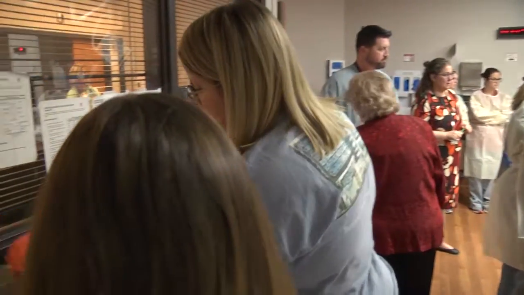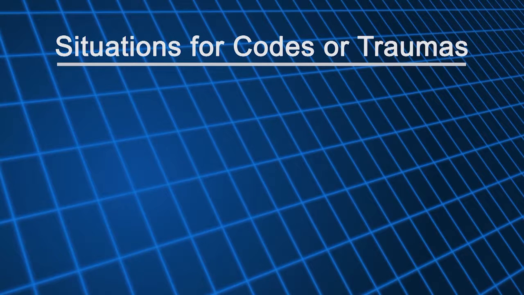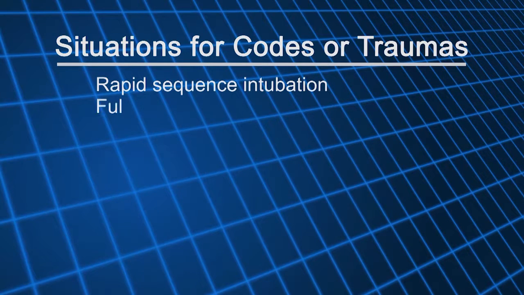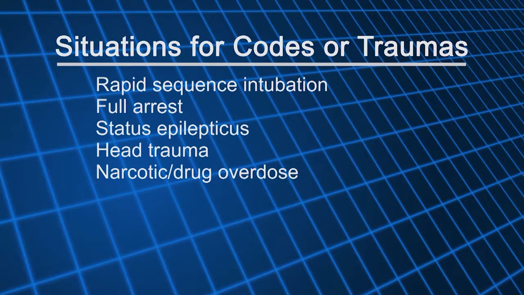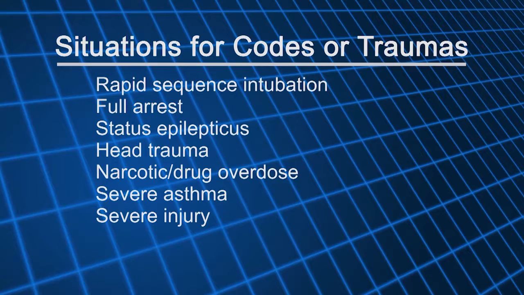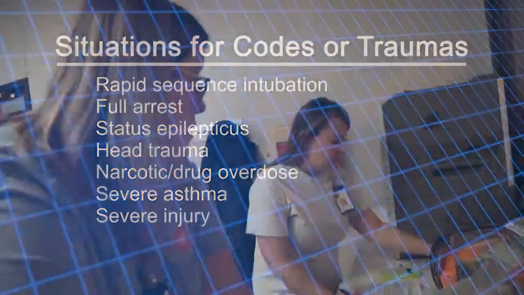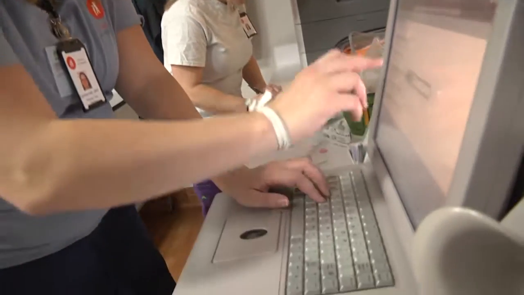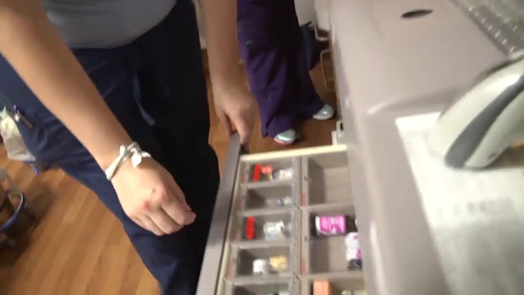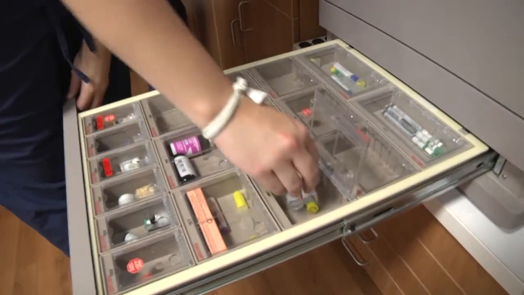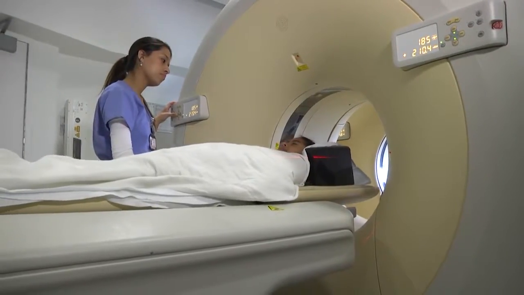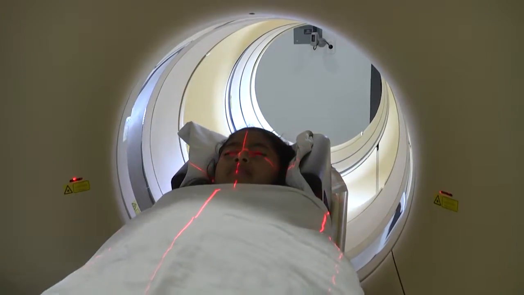Common situations for code or traumas may include, but are not limited to, rapid sequence intubation, full arrest, status epilepticus, head trauma, narcotic drug overdose, severe asthma causing a respiratory emergency, or severe injury due to an accident or serious weather event. During codes and traumas, medications are obtained from the code bag, PICU, or the main pharmacy. Many times, the physician will ask pharmacy to come with them to CT or when transporting the patient to the ICU. At the end of the event, the physician in charge will dismiss the pharmacy.